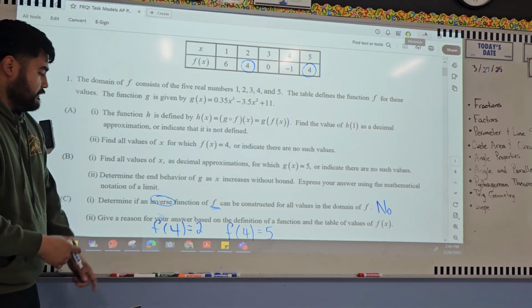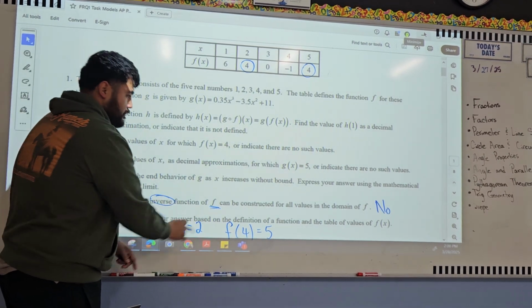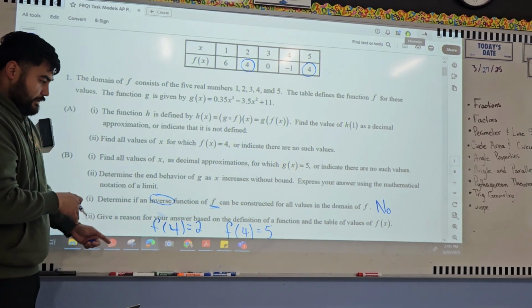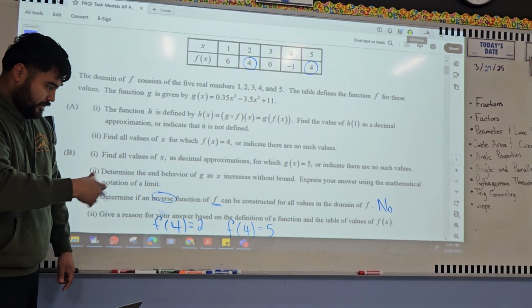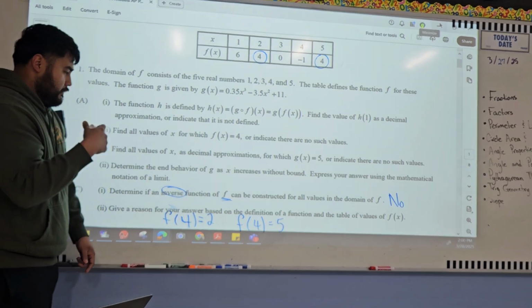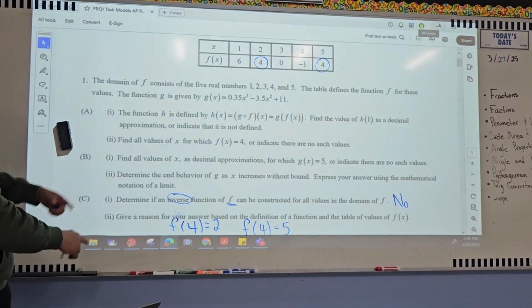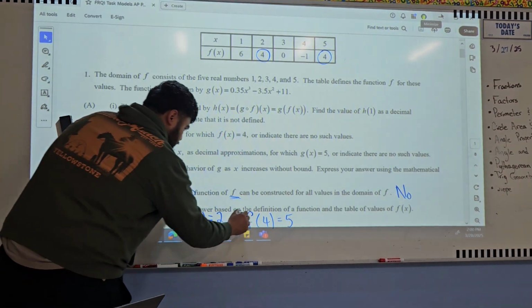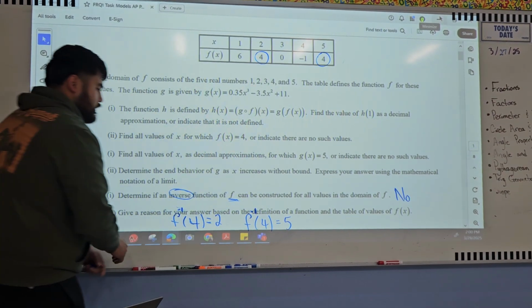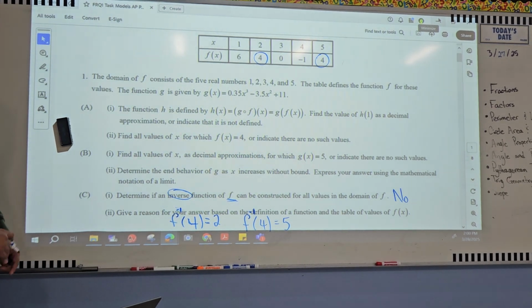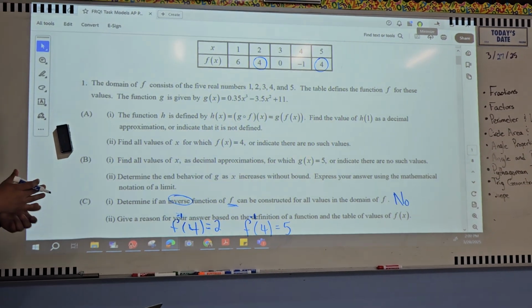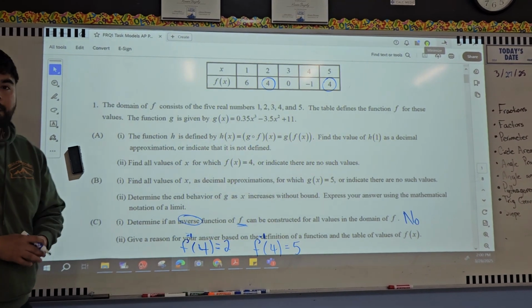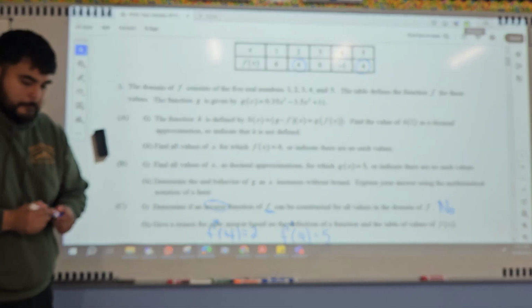For now, if you just show me this section right here, I'll give you credit. Eventually, we're going to have to start writing it into a beautiful sentence. But for now, we'll just leave it like that. Give a reason for your answer. You can put the -1 because we're talking about the inverse, so don't forget about that. With that being said, that's basically it.